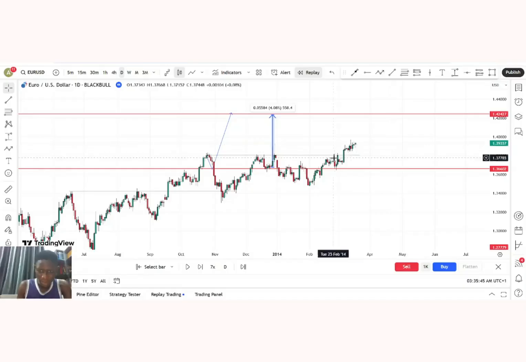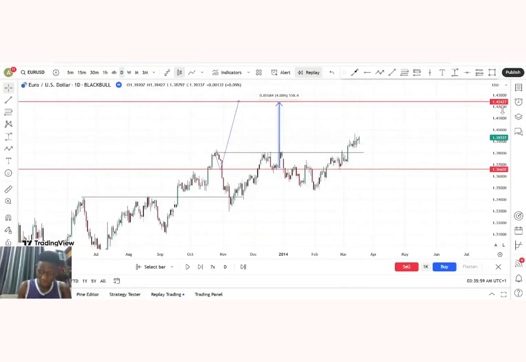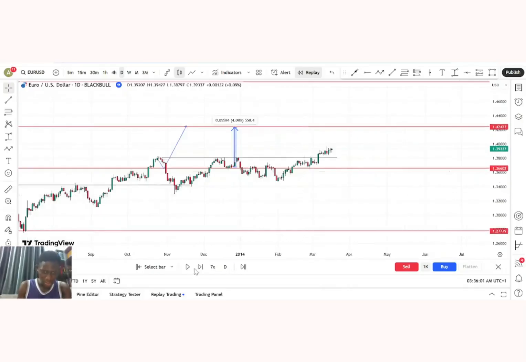Yes. So now the market has broken. We know that the market is heading to this point because this is the next resistance zone. And if the market is able to break here, you know that it is heading to this point, because we can see that this market is good looking bullish. So let's see how it goes.